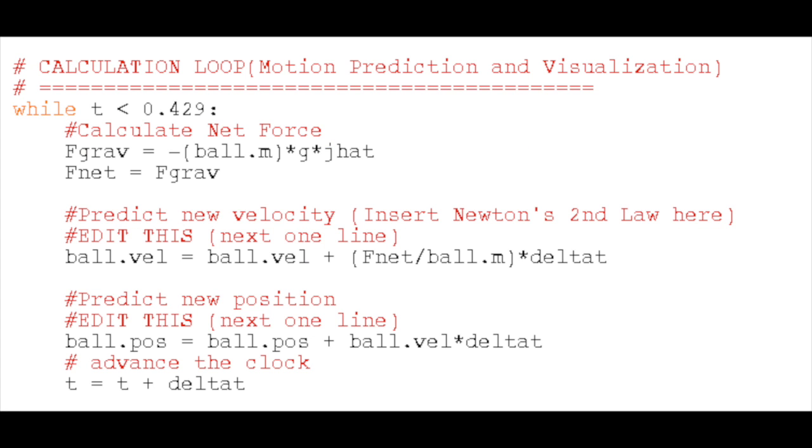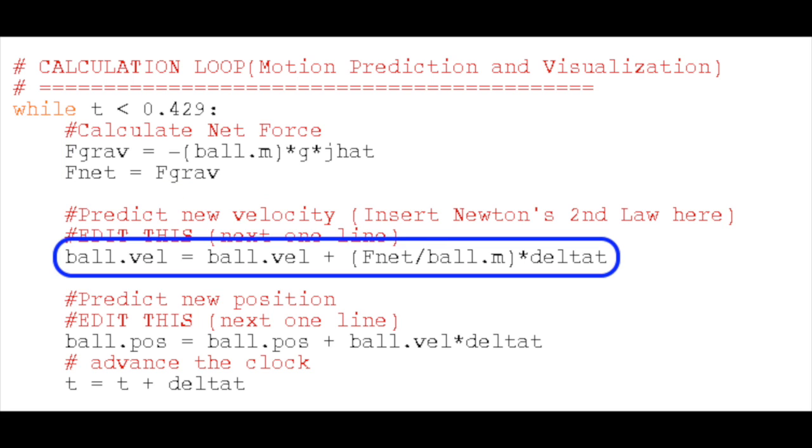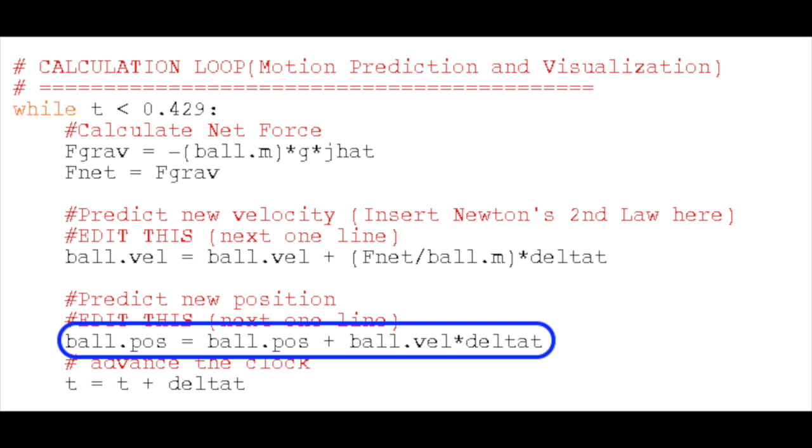One of the most important parts of the code is the calculation loop. Like we discussed in step 1 of the calculations, this part of the code is for defining the F-net of the system. This line is where we define Newton's second law over this time interval. And here, as in step 3, we will update the ball's position by using the velocity described by the previous line.